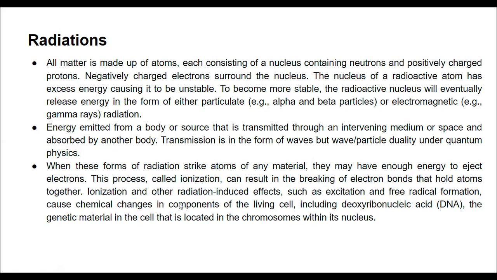Ionization can result in breaking of electron bonds that hold atoms together. Ionization and other radiation-induced effects such as excitation and free radical formation cause chemical changes in components of the living cell, including your DNA. Your DNA gets disturbed. This is a famous thing: your DNA gets disturbed or altered when you absorb these kinds of radiations, X-rays and gamma rays. So it directly affects your DNA, the genetic material in the cell that is located in chromosomes within the nucleus.